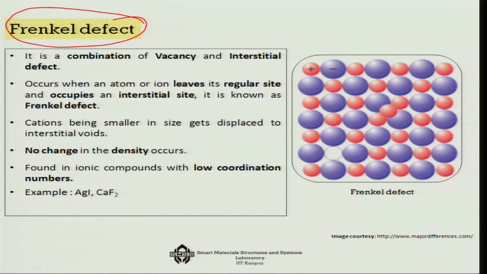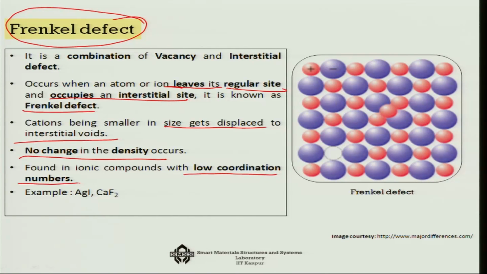The only thing is that this happens when an atom or an ion leaves its regular site and occupies an interstitial site. Then it is known as a Frenkel defect. Cations are generally smaller in size and get displaced to interstitial voids. Because one ion is leaving its position and going to another position, no change in the density occurs. And this is generally observed in ionic compounds which have low coordination numbers, something like calcium fluoride. That is where you will see the Frenkel defect.